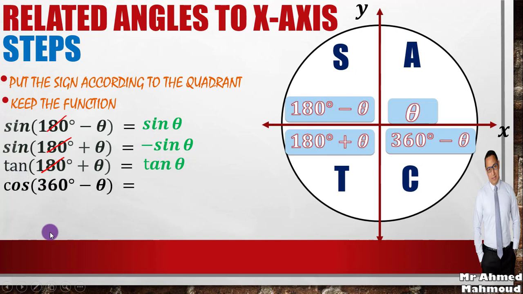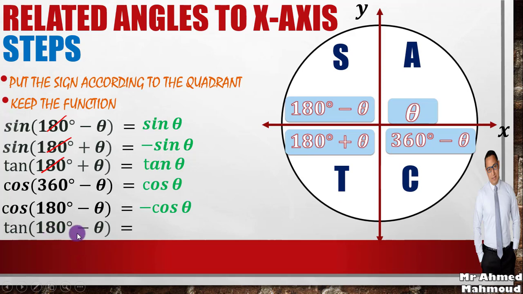Cosine of 360 minus theta. Here this is the fourth quad and this is cosine. The cosine in the fourth quad is positive, so the answer is positive. Keep the function without change, it will be cosine theta. If we have cosine of 180 minus theta, in the second quad cosine is negative, so it will be negative cosine theta. Tan of 180 minus theta, this is the second quad. In the second quad tan is negative, so it will be negative tan theta.